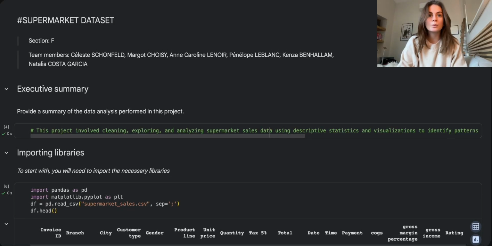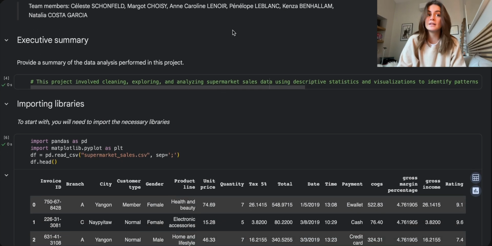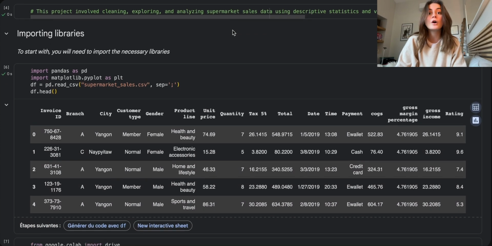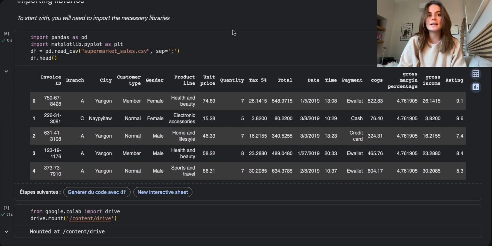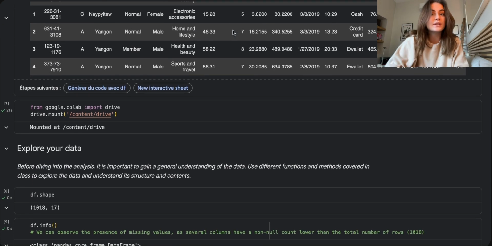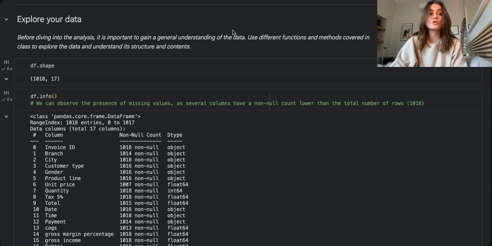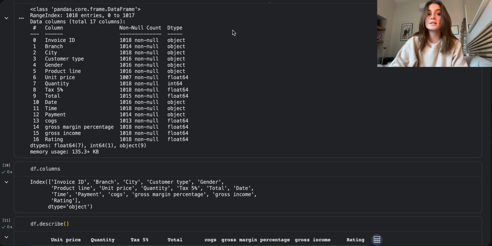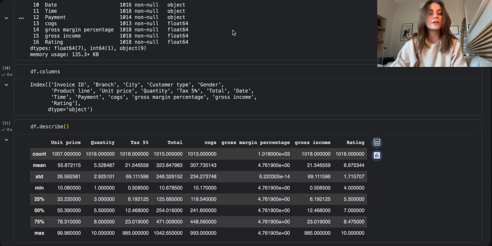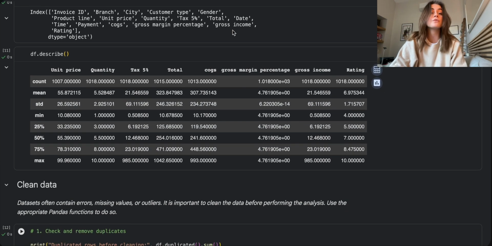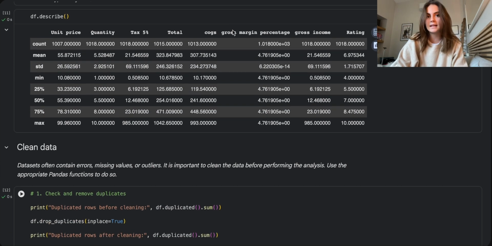In this project, we worked on a supermarket sales dataset to analyze customer purchasing behavior. We first imported the required libraries, mainly pandas for data manipulation and matplotlib for visualization, and then loaded the dataset into a data frame. To understand the data, we explored its structure using functions such as shape, info, and describe, which allowed us to identify the number of observations, variables, data types, and basic statistics.